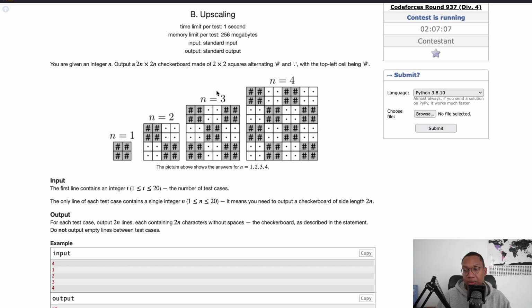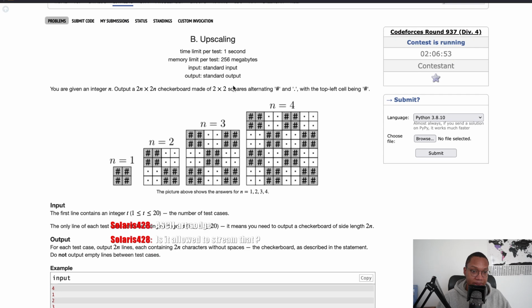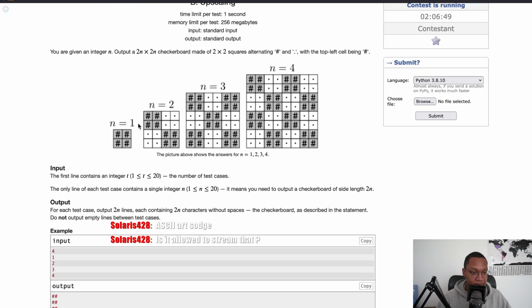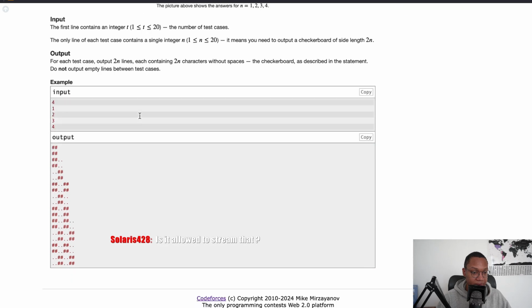Oh, also Smart Coder says that I'm not even streaming with the Leetcode category. I'm streaming with just chatting, and I did not see that Discord message. Is it allowed to stream that? I don't think you're allowed to stream any of these contests. I really don't think so. But for the first one, I didn't have anything.